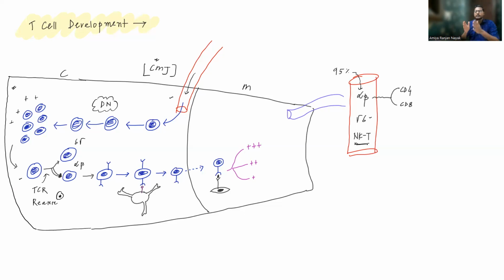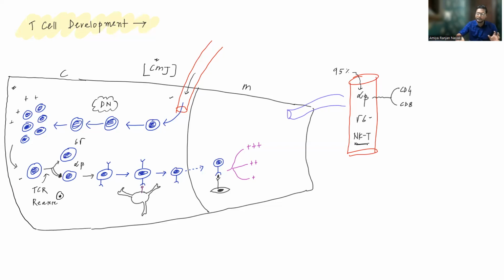So inside the circulation, if you see the T cell receptor, 95% of the T lymphocytes will have the alpha beta receptor. The rest of the 5% will have either the gamma delta receptor or the NK T cell receptor. Right now we are not going to discuss the gamma delta and NKT cells because they are very few in number. We are going to focus only on the alpha beta type of T cells.